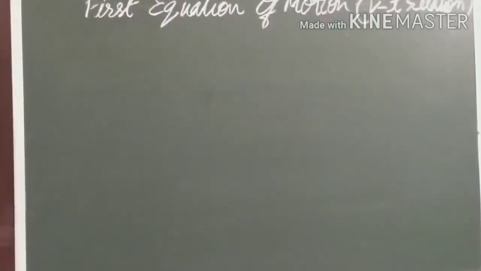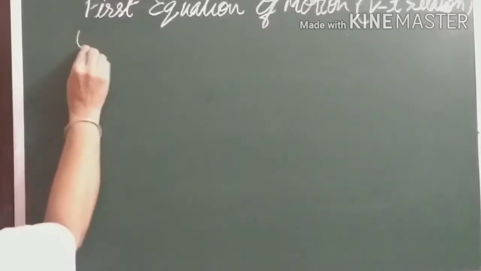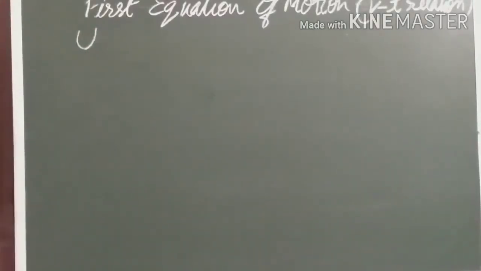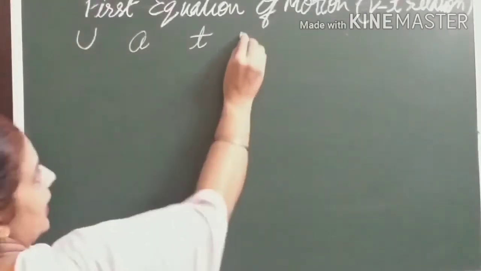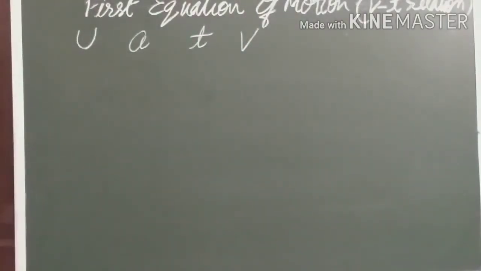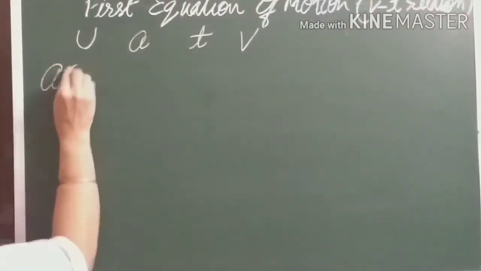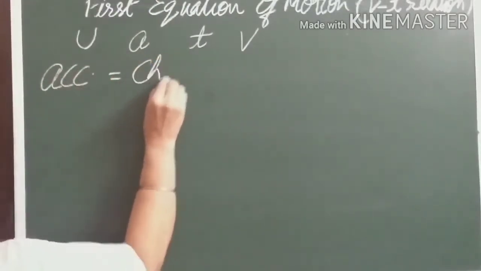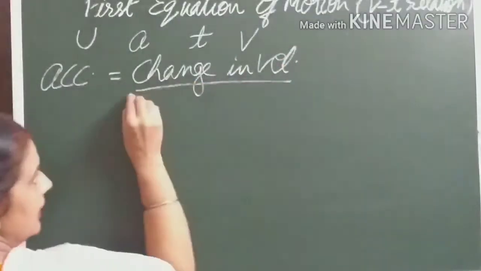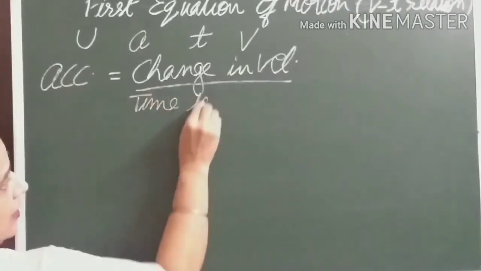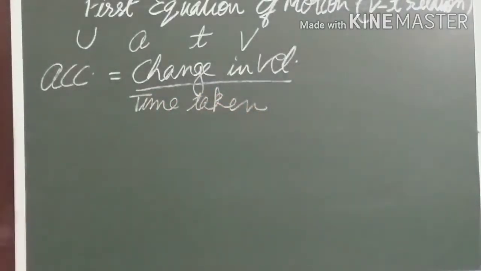Now let's derive the first equation of motion. Suppose a body is traveling with initial velocity u, and after subjecting it to acceleration a within the time t, it will attain final velocity v. Now from the definition of acceleration we know that acceleration is equal to change in velocity upon time taken. For convenience, हम सिर्फ time taken लिख देते हैं.